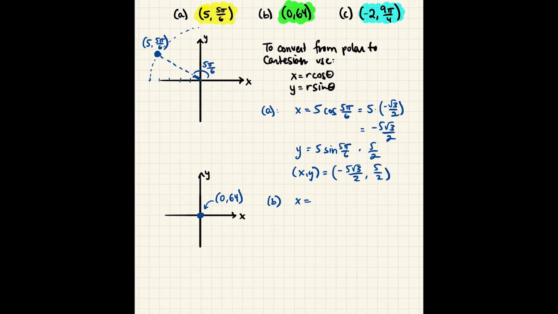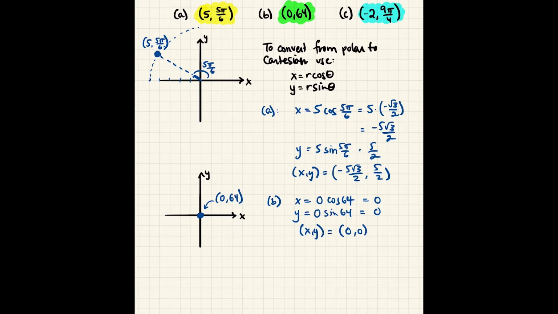Let's say we're not quite convinced this is the origin. So x is equal to r cosine theta. That would be 0 times cosine of 64 radians. Oh no, I have no idea what cosine of 64 radians is. No problem, multiply by 0. y is 0 times the sine of 64 radians, and that also evaluates to 0. So the xy coordinate will be 0, 0. Of course, in the Cartesian system, the only way to represent the origin is 0, 0.